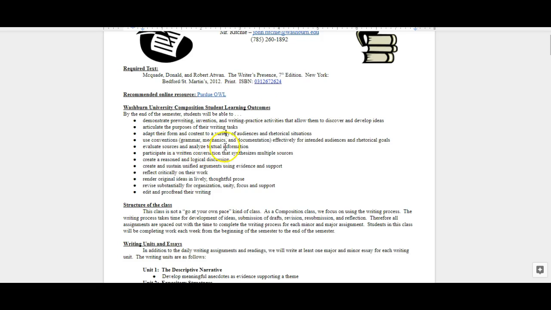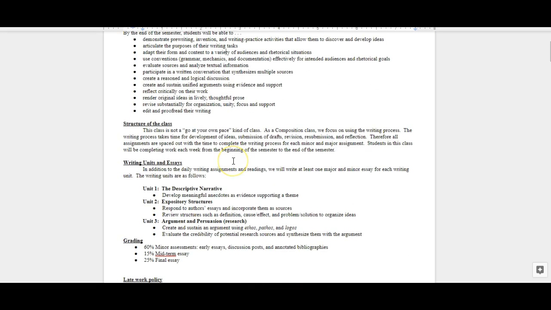Evaluating sources and analyzing textual information tells us that we're going to be doing research at some point during the semester. And a lot of these are about integrating research, developing arguments, and in fact, by the end of the semester, we are building from a narrative style of writing to a research-based persuasive style of writing.